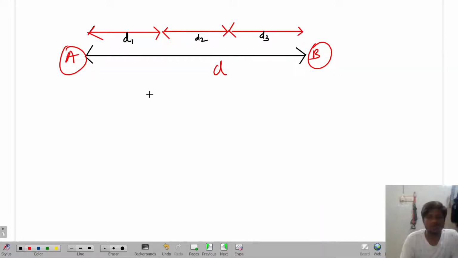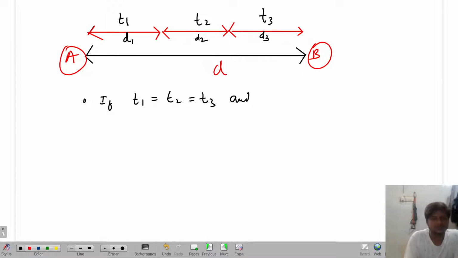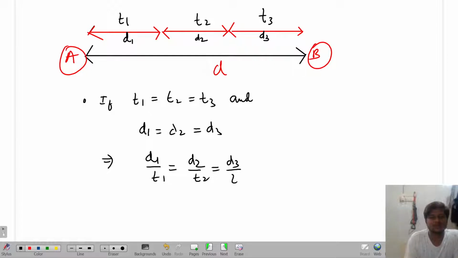Let's suppose I travel this distance D1 in a time T1. Then I travel distance D2 in time T2. Then I travel distance D3 in time T3. So if T1 is equal to T2 is equal to T3, and D1 is equal to D2 is equal to D3, can I say that D1 by T1 is equal to D2 by T2 is equal to D3 by T3? Can I say this or not?